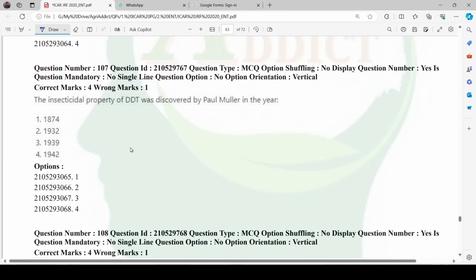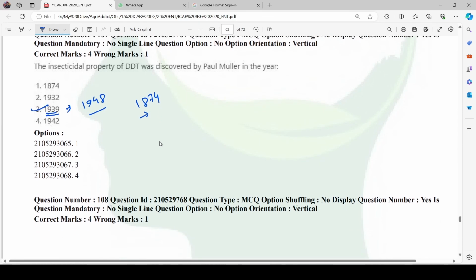The insecticidal property of DDT was discovered by Paul Muller in the year 1939. For that reason, in 1948, he got the Nobel Prize. But in 1874, a German scientist, Othmar Zeidler, first discovered DDT, not the insecticidal property. Okay, he first synthesized DDT in his lab.